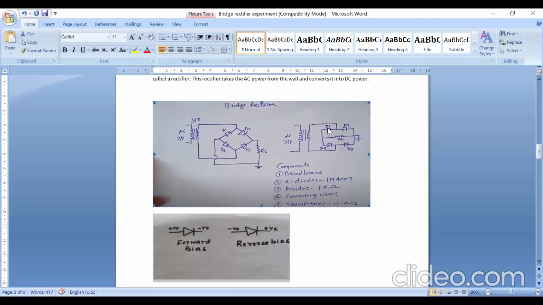The anode of D1 and the anode of D4, you take one wire and make the connection here. The cathode of D2 and the cathode of D3, take one more wire and make the connection here. Between these 2 points, you connect one resistor. And between this junction, you take one wire and connect it to the transformer. And between this junction, take one more wire and connect it to the transformer.